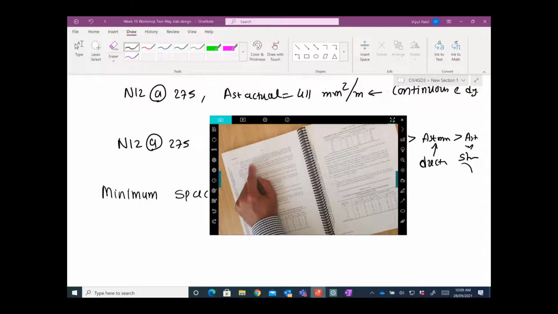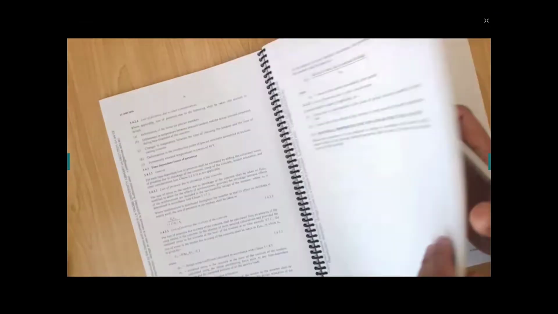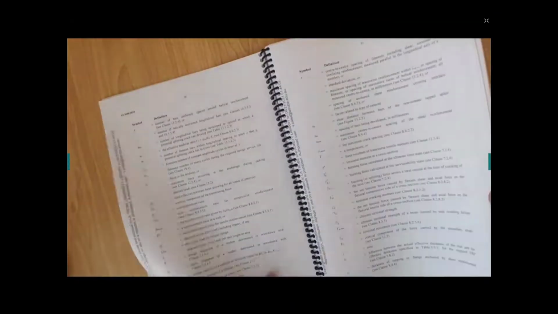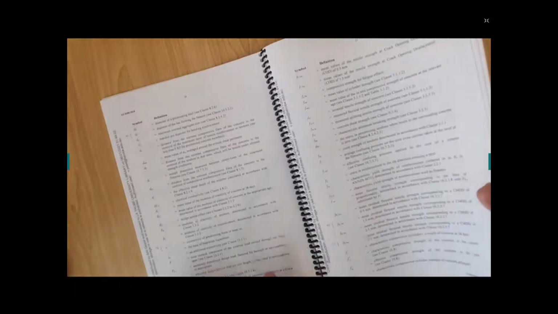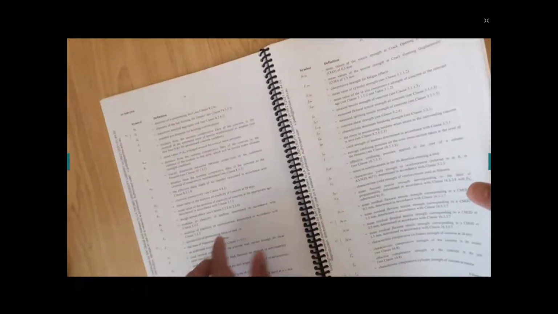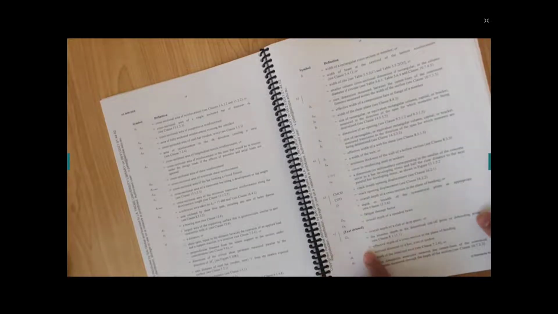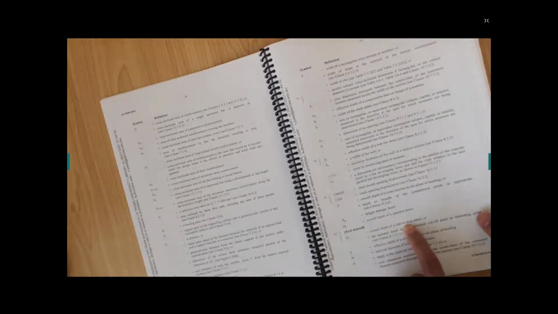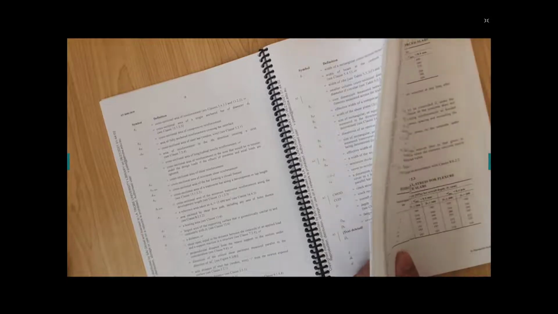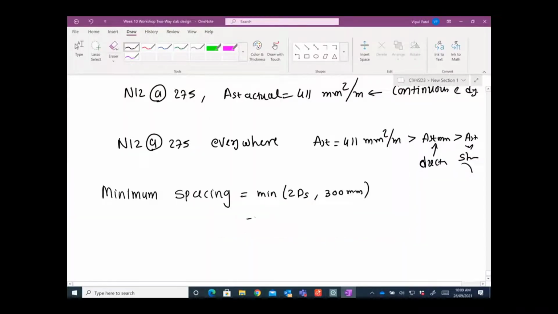Now someone might say, what is Ds? If you go back to the start of your standards, they will give you capital D. Where is the capital D? Okay, they did not mention it, so Ds is the overall depth of the slab. Our overall depth is 150 millimeters. So the minimum of 2 times 150 and 300 millimeters is 300 millimeters.